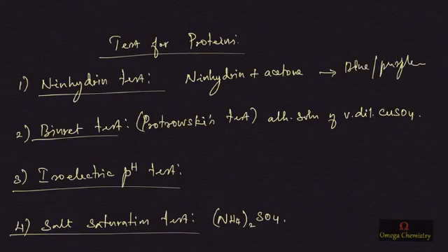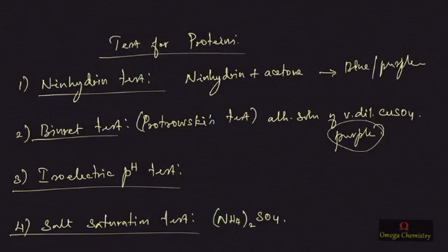The second one is biuret test. It is also called as Piotrowski test. An alkaline solution of very dilute copper sulfate solution is the reagent. When I add this reagent to the protein with at least one peptide linkage, this will give you the violet color, right? So the nitrogen atoms present in the peptide bonds will coordinate with the copper 2 plus ion to give this purple color. So purple color is the indication for the presence of peptide linkage.